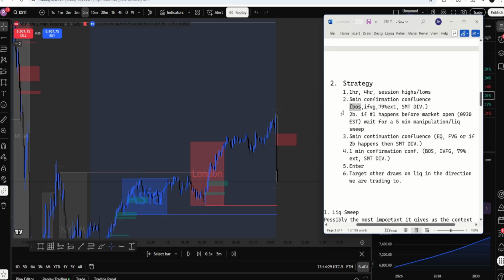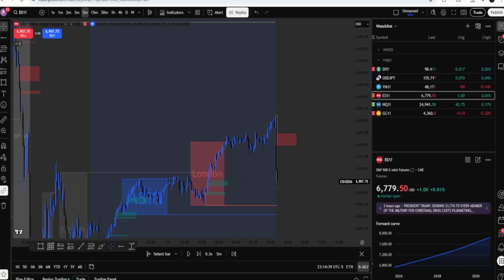Sometimes you could go in on just this one popping up. You don't need all these three. You just need one of them to move on to your next step. So right here as well.